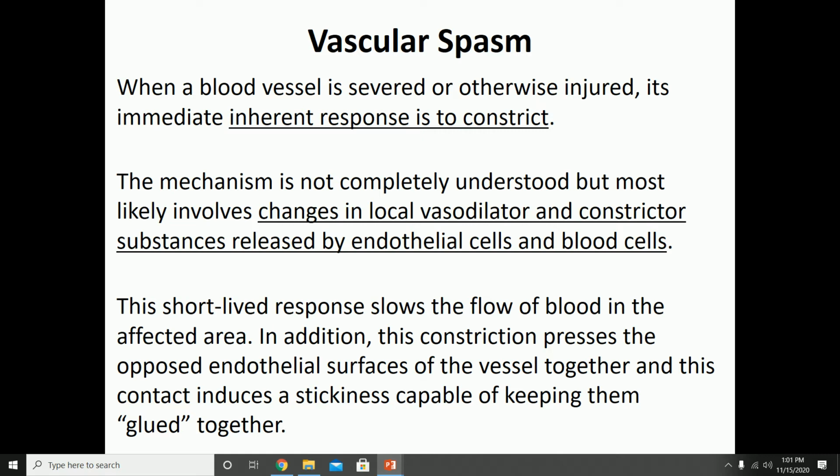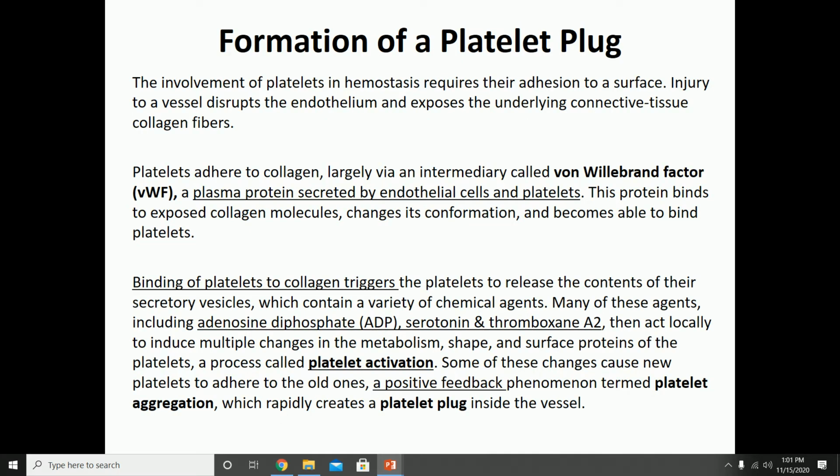It is a very short-lived response. At the maximum, it'll take about 30 minutes, and then that spasm will go away, and that's why we need to go to the platelet plug and then an actual blood clot to happen. But the vascular spasm gives that time for the platelet plug to form.